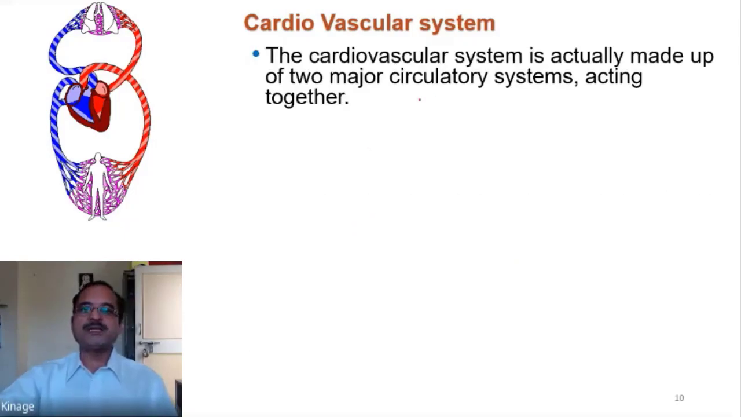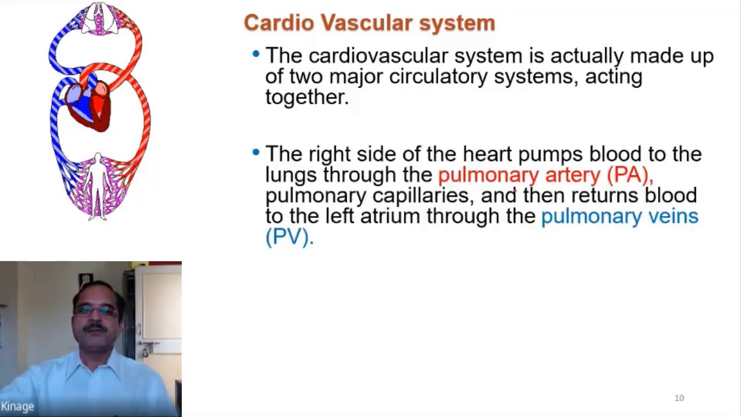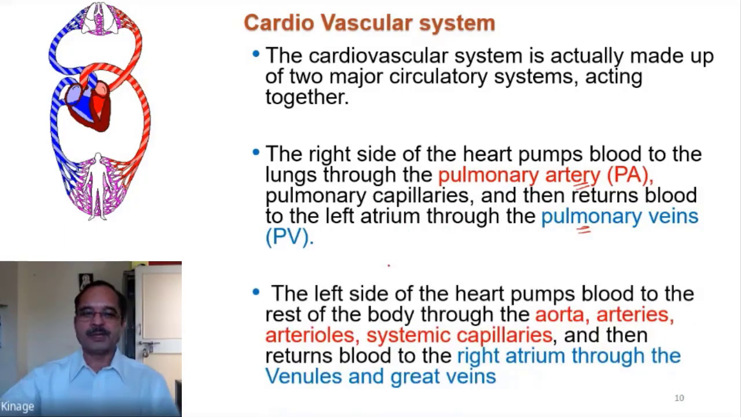The cardiovascular system is actually made up of two major circulatory systems, the pulmonary and the systemic. The right side of the heart pumps blood to the lungs through the pulmonary artery and pulmonary capillaries, and then returns blood to the left atrium through the pulmonary veins. The left side of the heart pumps blood to the rest of the body through the aorta, arteries, arterioles, and systemic capillaries, and returns the blood to the right atrium through the venules and veins. This is the right side of the heart, and this is the left side of the heart.